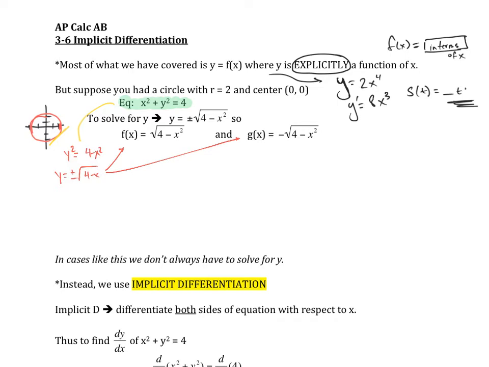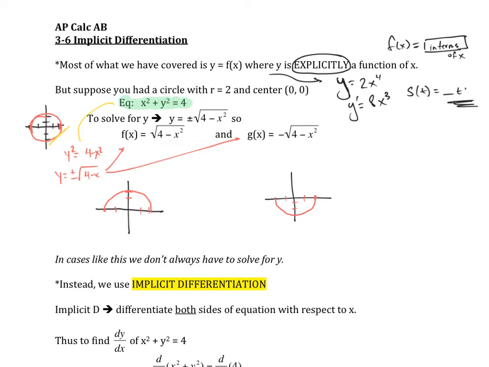Let's go ahead and do that like this. I'll do two axes here. I've got the top half of the circle at a radius of 2, and the bottom half of the circle at a radius of 2. My circles don't look so great today. Right there. And I would have to do each one of these separately. But again, what if we don't have a situation where I can solve for y? What if it's impossible to solve for y? In cases like these, we don't always have to solve for y. Instead, we use this other method called implicit differentiation.